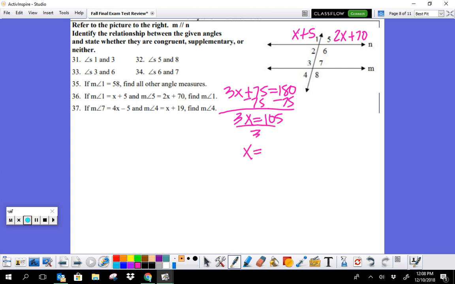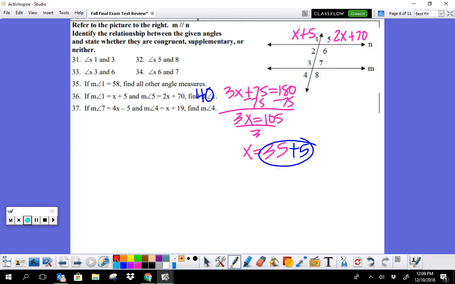And when you divide by 3, let's see, 105 divided by 3. Okay, I don't have my calculator up. I have the answer in front of me, but not the x value. So 105 divided by 3 is 35. But notice what the question's asking. It's asking for the measure of angle 1, which is x plus 5. So x plus 5 would be 40.